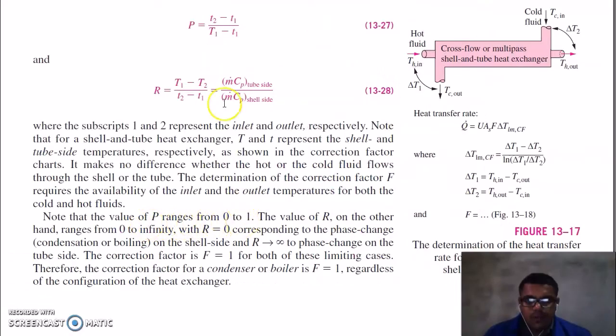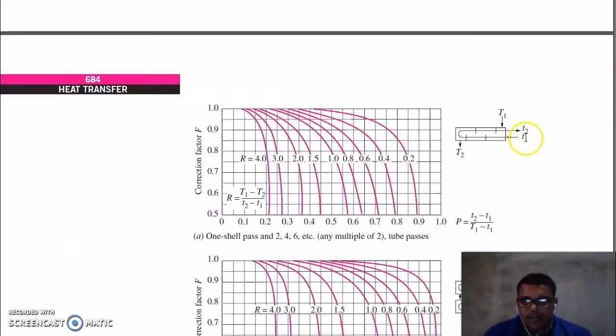P ranges from 0 to 1, this value will vary from 0 to 1. The value of R, on the other hand, ranges from 0 to infinity. So it can be infinity when tube side inlet and tube side outlet temperature are the same. It means your R is infinity, this factor is 0 and R will become infinity.